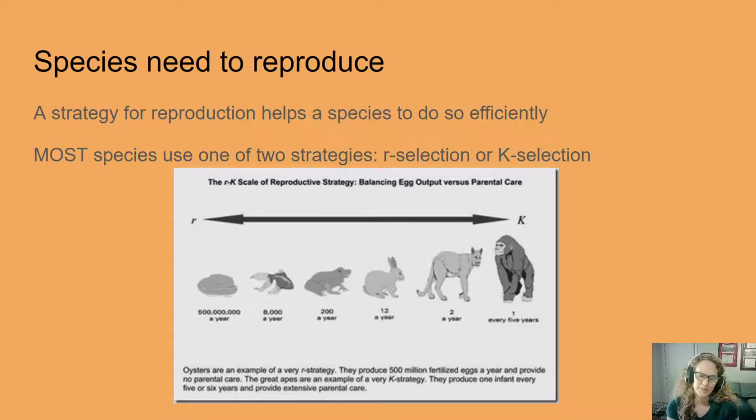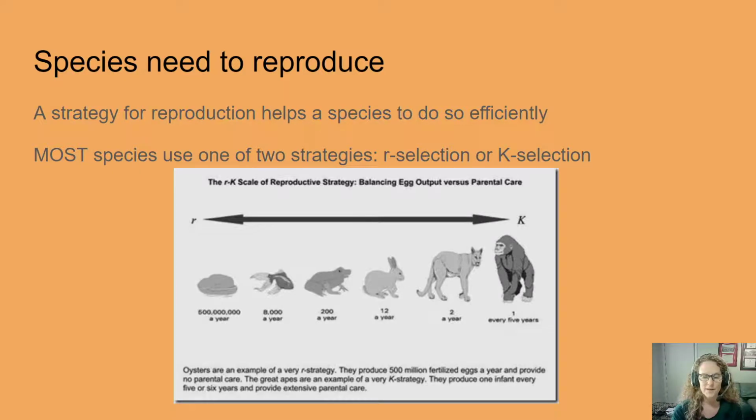So on our picture here, you can see to the left is the R selected species, and you can see an oyster has 500 million eggs laid every year. That's a lot of offspring. And then as we go on, fish lay quite a few thousand eggs a year, frogs a couple hundred, rabbits about 12, bobcats 2 every year, and then the big apes about 1 every 5 years.